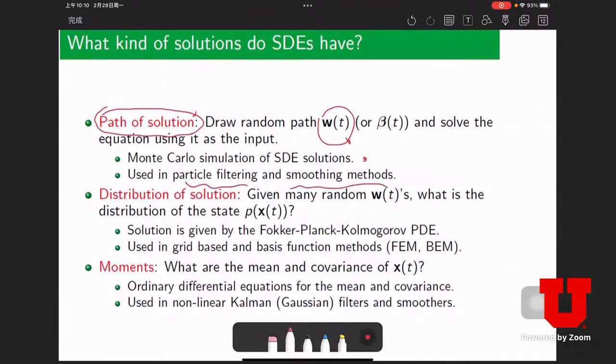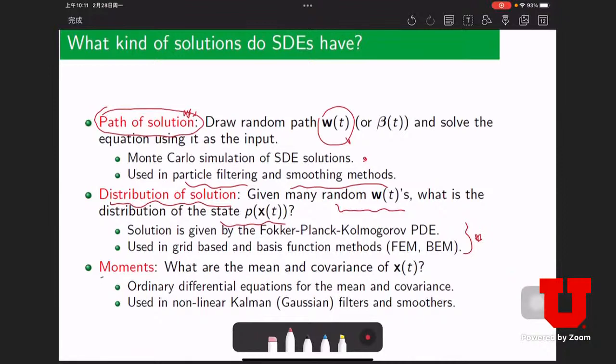Actually, the paper we're talking about today, the gradients, they focus on this path of the solution. The gradient is based on the paths they draw from the random WT. Another way to handle the SDE is to focus on the distribution of the solution. Given many WT sampled from a Brownian motion or white noise, what's the distribution of the state? Some methods are given here, but I don't know much about this, and we are not talking about this today.